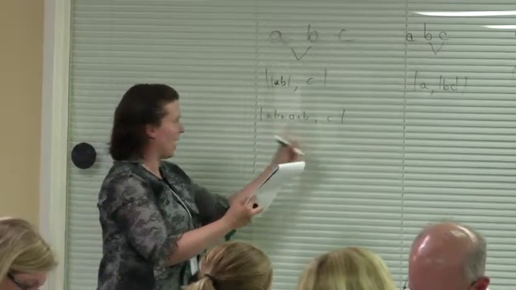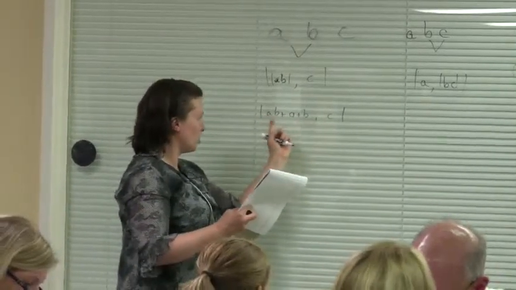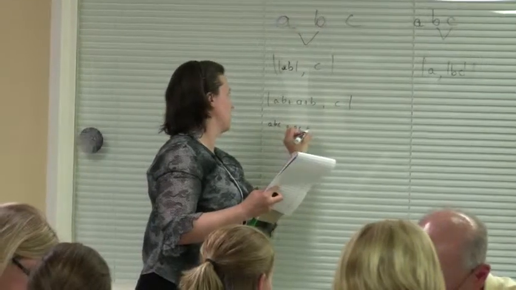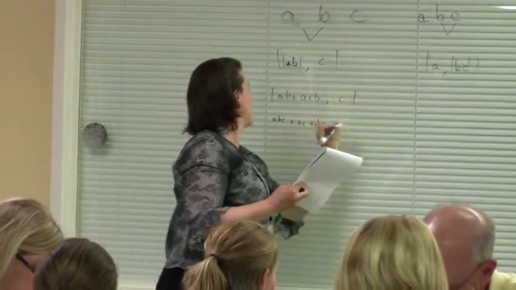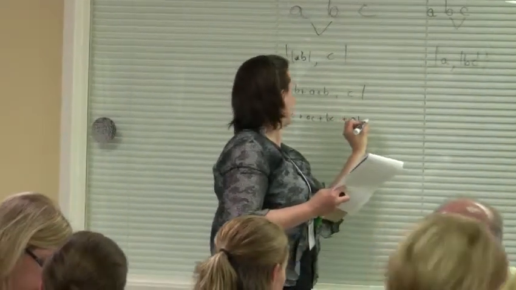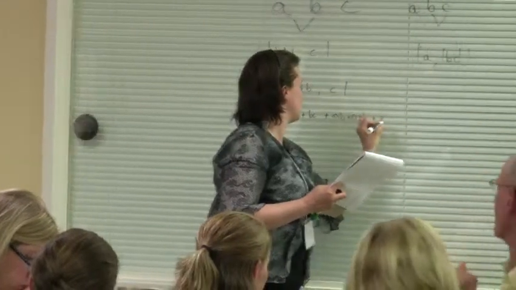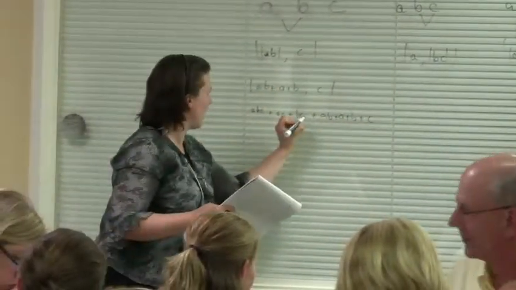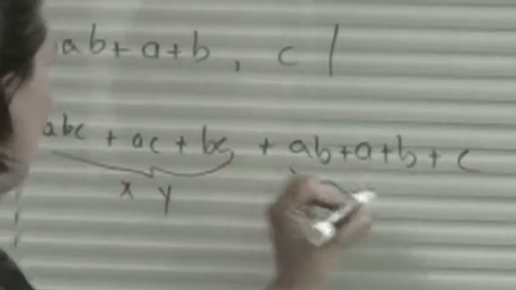Okay, so now I do that again. What am I going to do? I'm going to multiply this whole thing by the C, and then I'm going to add both of them together. So I'm going to get ABC plus AC plus BC plus AB plus A plus B plus C. So I have my XY and my X plus Y.